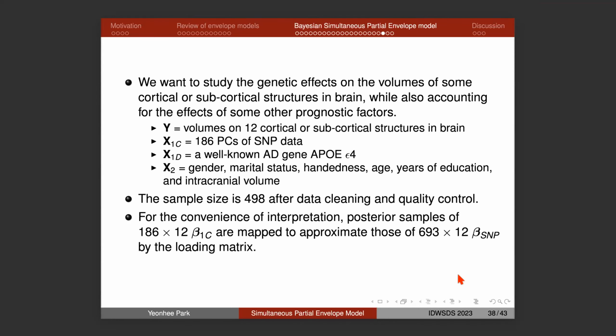So after data cleaning and quality control, we have approximately 500 samples. And of note, we originally have 693 SNPs. However, this is larger than our sample size. So that's why we took principal component analysis to reduce the dimension of the SNPs. And we finally have 186 principal components, which are continuous. That's how we use X1C with the 186 principal components of the SNP data.